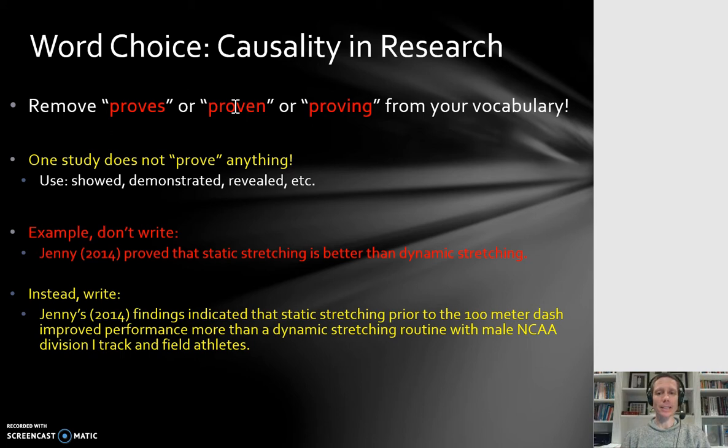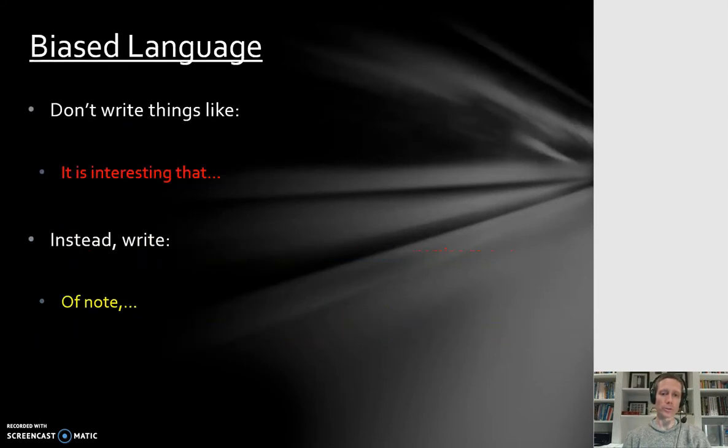Next, in academic writing, you do not want to use definitive terms such as this study proves this, or the results of this study has proven this. Don't use the words never, proves. Not one study proves anything. So remove that out of your papers. Here's an example: Jenny proved that static stretching is better than dynamic stretching. You can say, in this study, the findings indicated that static stretching, being more specific, but don't use proved.